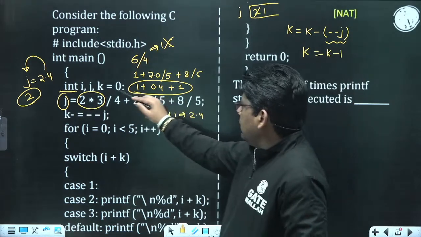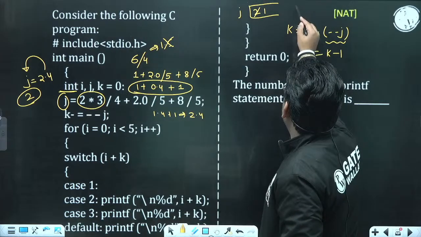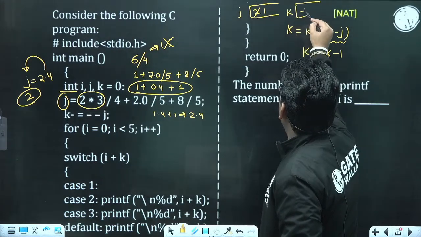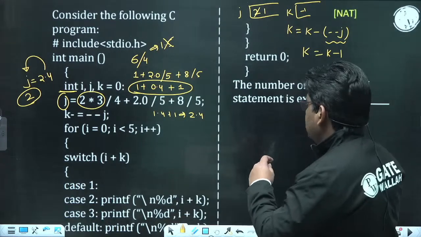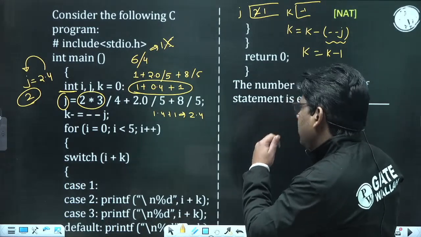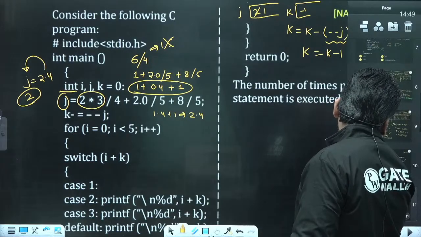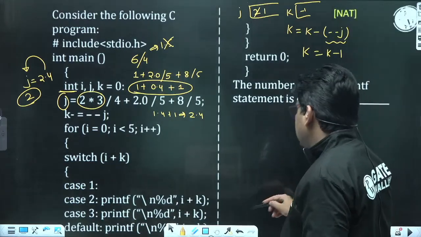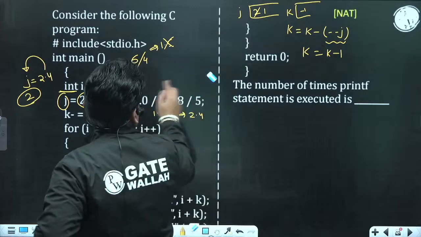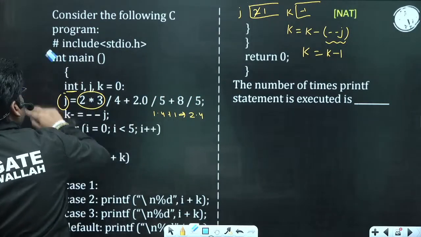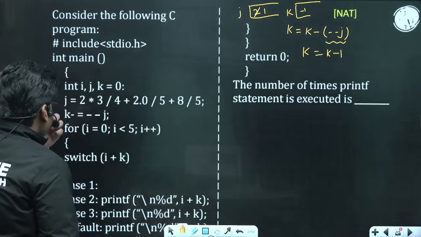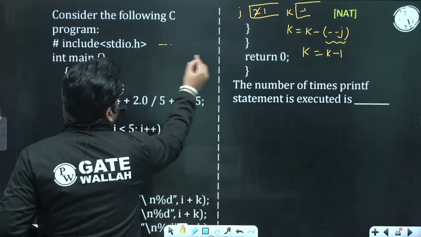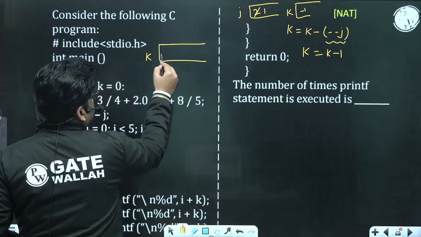What is the value of k? k is 0. So from this line, k becomes minus of 1. Done? The value of k becomes minus of 1. I hope that part is clear. The value of j we know. So the value of k is minus of 1.